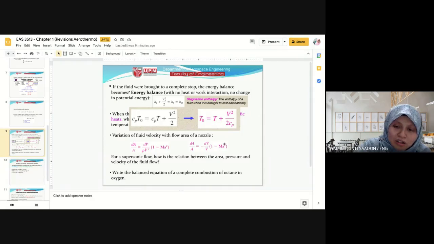For area and velocity, since we have this negative here, the area is proportional to the velocity for supersonic flow, a positive relation. So if we increase the area, then the velocity will increase also. That's supersonic flow, the supersonic nozzle. That's why we have the convergent and then divergent nozzle.